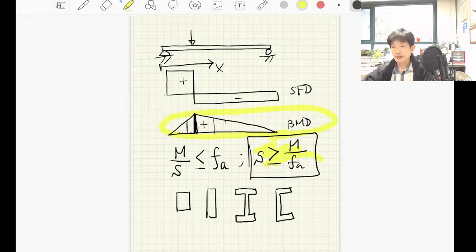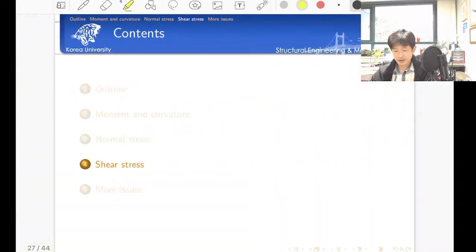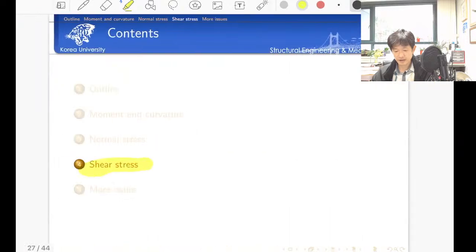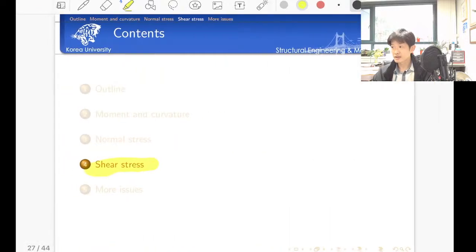Okay, so let me stop today's lecture here. Because the remaining stuff is the shear stress. Actually, discussion of shear stress needs many considerations, and that would exceed the hour of this class today. That's why let me stop my lecture here at this moment. Okay? See you next week.